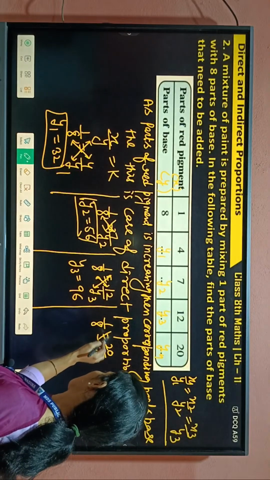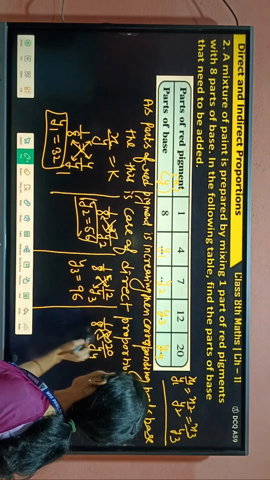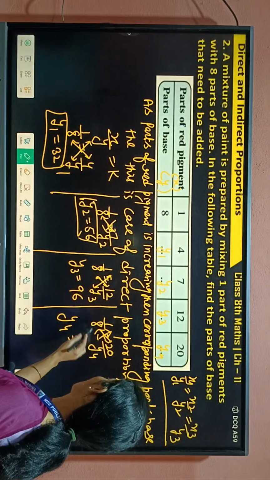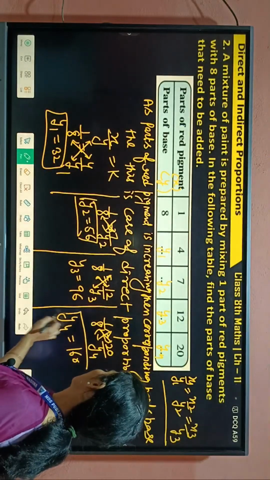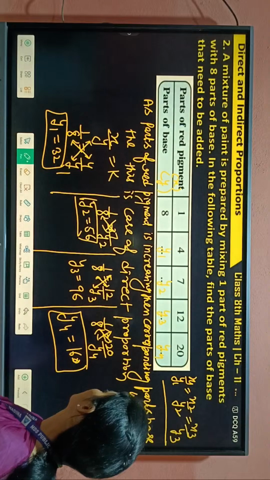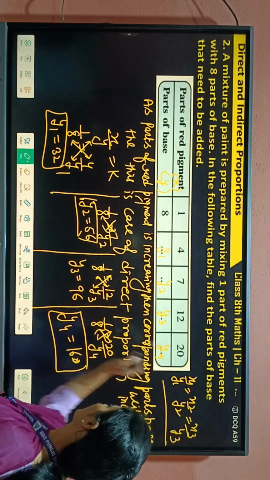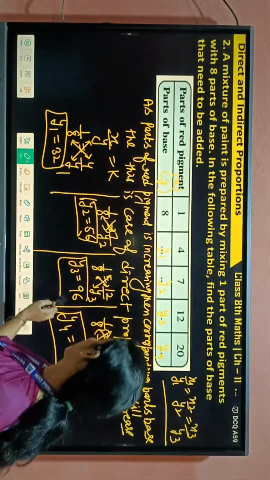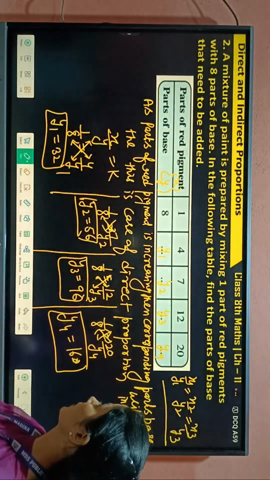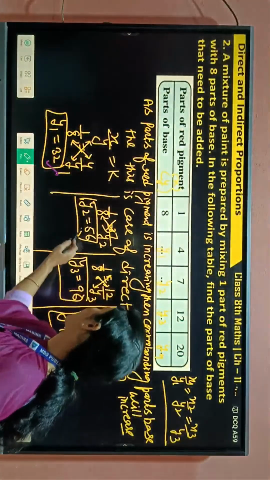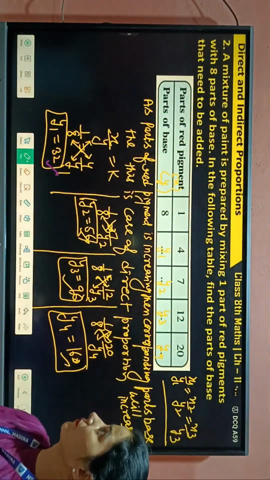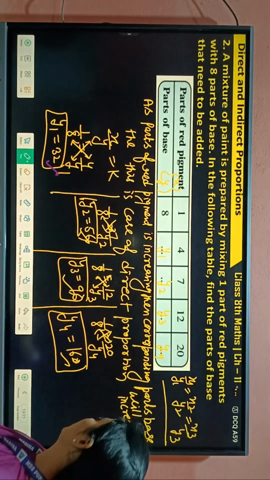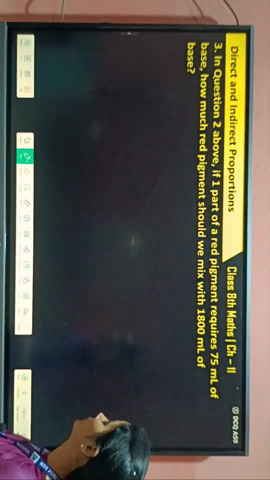Using cross multiplication, y4 equals 160. Base parts will be 160 if parts of red pigments are 20. You will see that as parts of red pigments are increasing, their parts of base are also increasing with them. Next question.